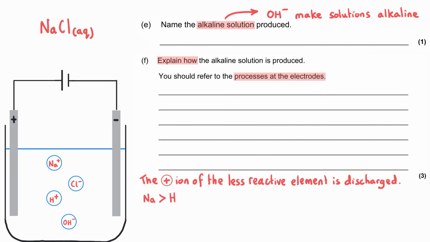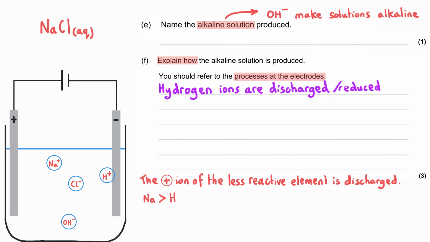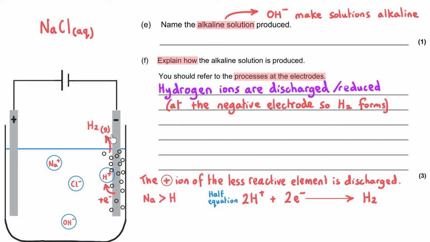And since sodium is more reactive than hydrogen, the hydrogen ion is the ion of the less reactive element, and so that means that it will be discharged at the negative electrode by gaining electrons and being reduced. And the equation for this is shown here. It's not essential for this first mark. 2H+ gains 2 electrons and becomes H2. And so we'd see bubbling at the negative electrode.